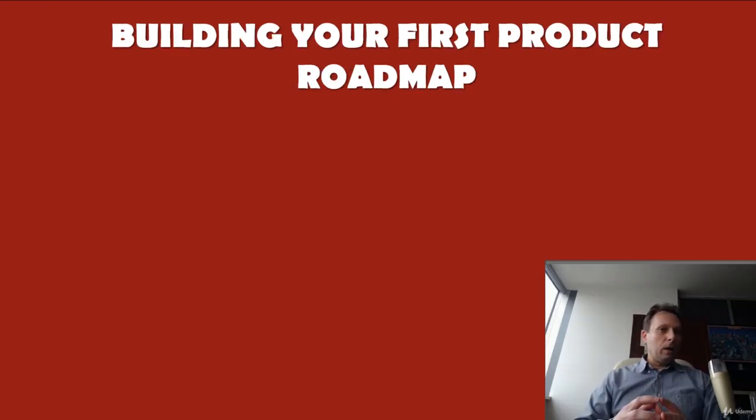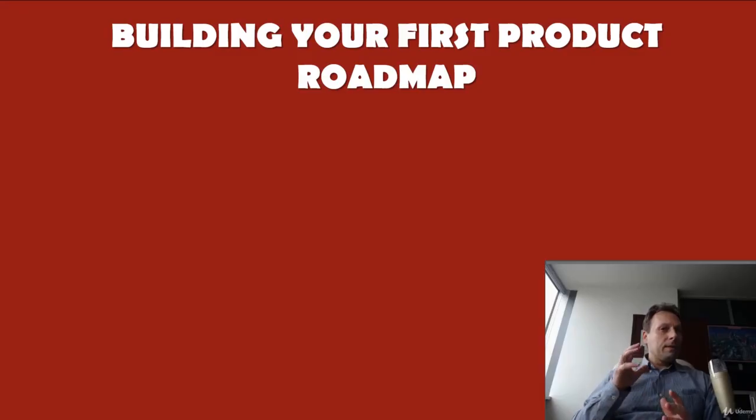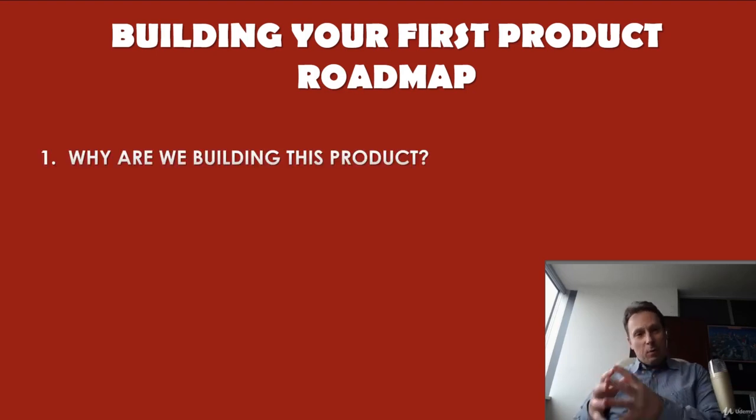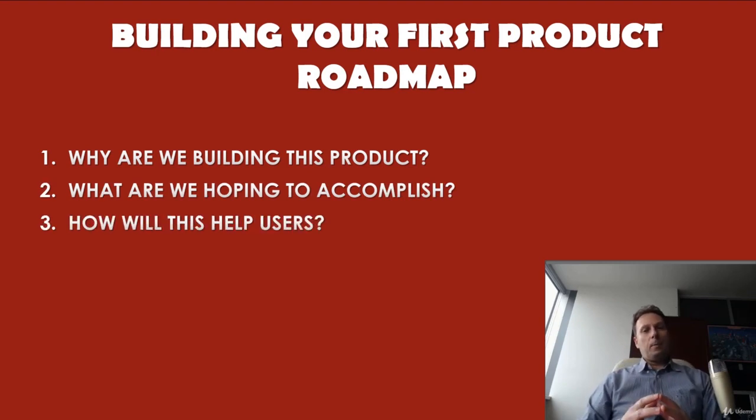Now let's talk about how to build your first product roadmap. Updating an existing roadmap has its own set of challenges, but creating one from scratch is a tall order for any product manager. There's so much to include, it's hard to know where to start, okay? So first, concentrate on the product's reason for existing at all. So why are we building this product? What are we hoping to accomplish? And how will this help users?